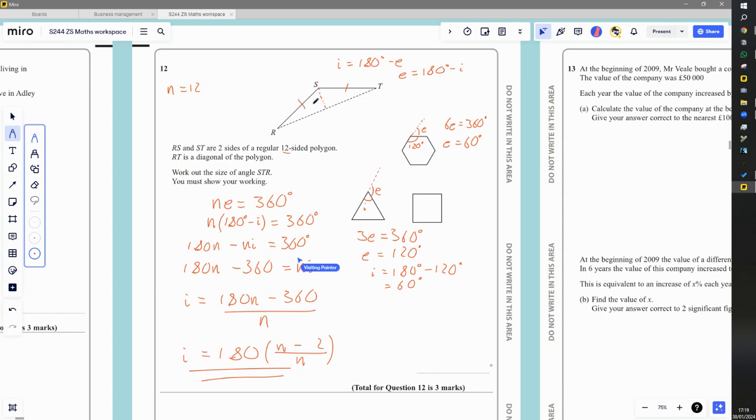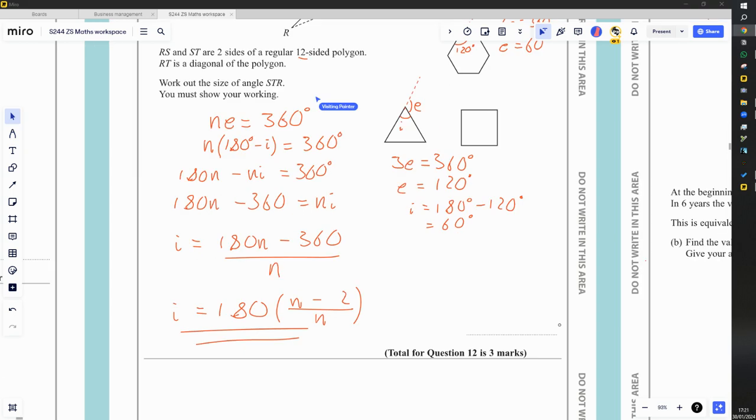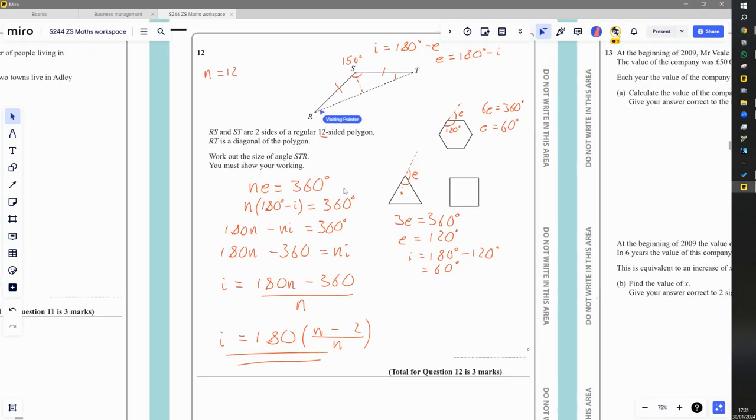So let's pause. I'm just going to pause the video and we'll have a go at doing that. Okay, so if you put in the number 12 for n here, then we'll see that it's 180 multiplied by 12 minus 2 over 12, which is 10 over 12. So 180 multiplied by 10 over 12. Let's just put that into our calculator. So the interior angle is 150, which I've written up there already.